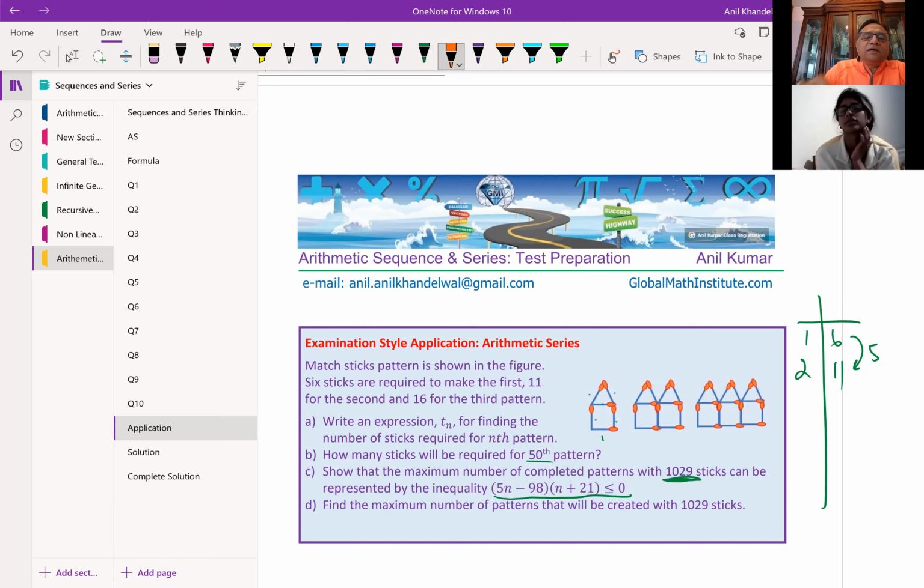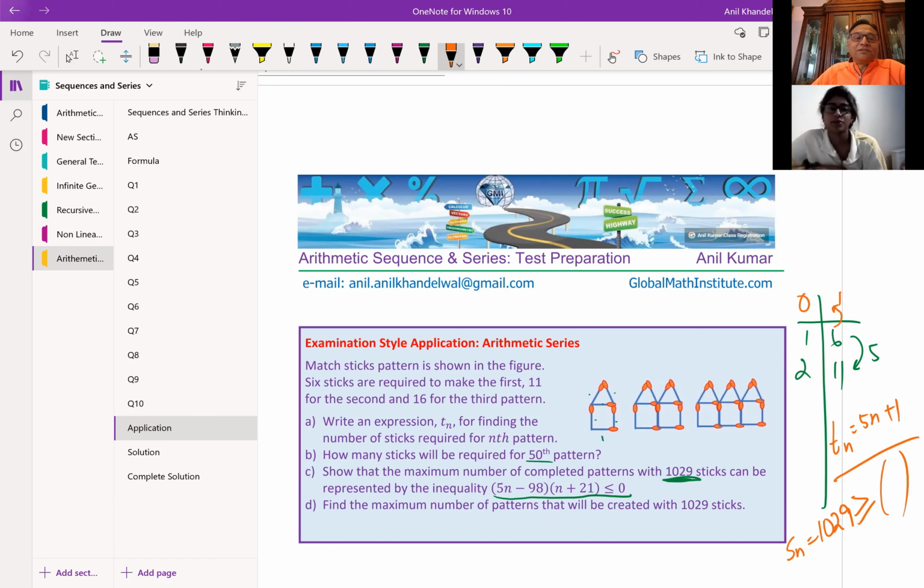So if we ignore the method required for parts A, B, and C, this will be 5 less for n equals 0. So I have Tn as 5n plus 1. Simple as that. And we have the Sn formula, and the value of Sn is 1029, so 1029 has to be greater than or equal to all that. Then you just simplify and find your solution. Is that clear to you? Same method, same process.